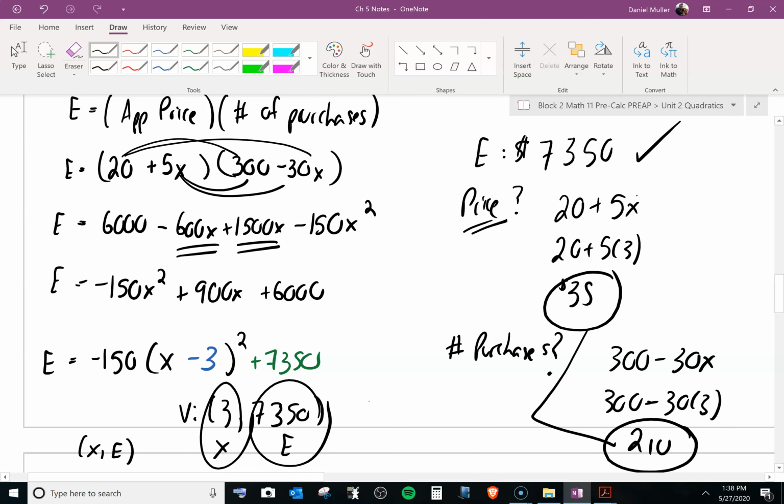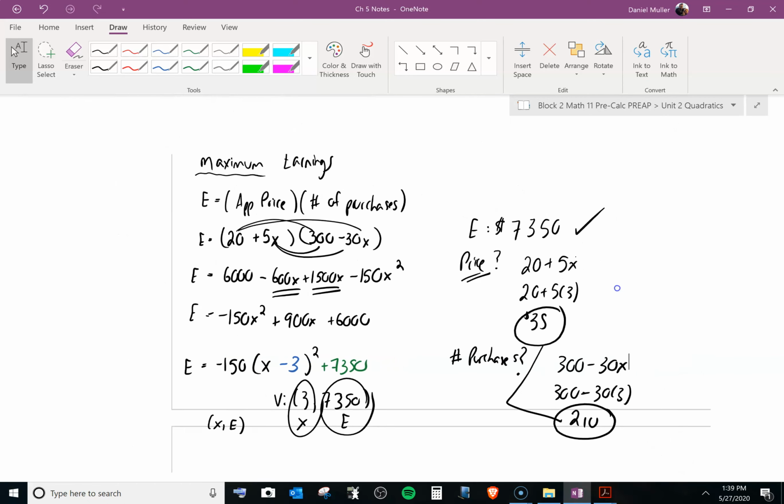But those are the kind of questions I can ask. So I can ask, how much is the price? Well, 35 bucks. How much more did you increase it? Well, it was originally 20, and now it's 35. So I guess I increased it by $15. How many people are buying it? 210. How many people were originally going to buy it? Well, 300. So how much did it decrease by? Well, that's a decrease of 90. What's your earnings? My earnings are 7,350.